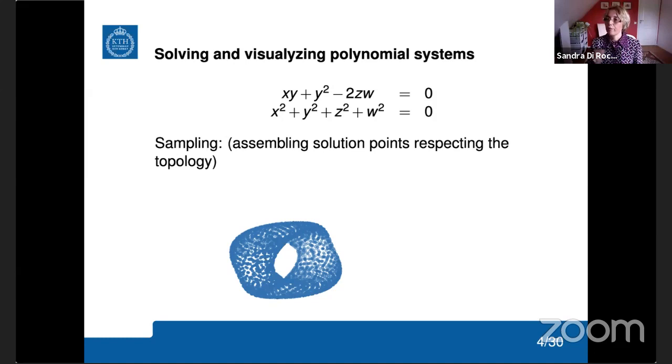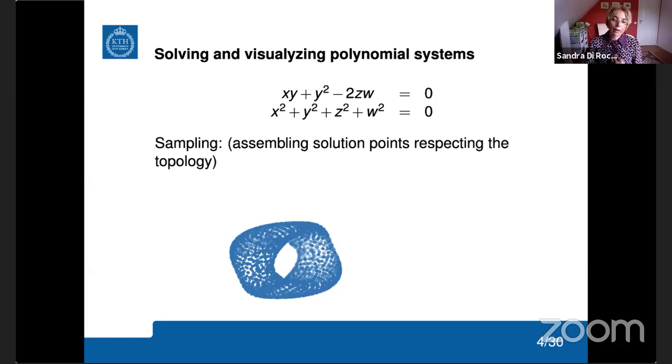Now, of course, this finite number of solution points has to be enough to answer the original problem, which means that this finite set of points that I choose on a certain geometric shape has to actually describe the characteristics of the original problem.